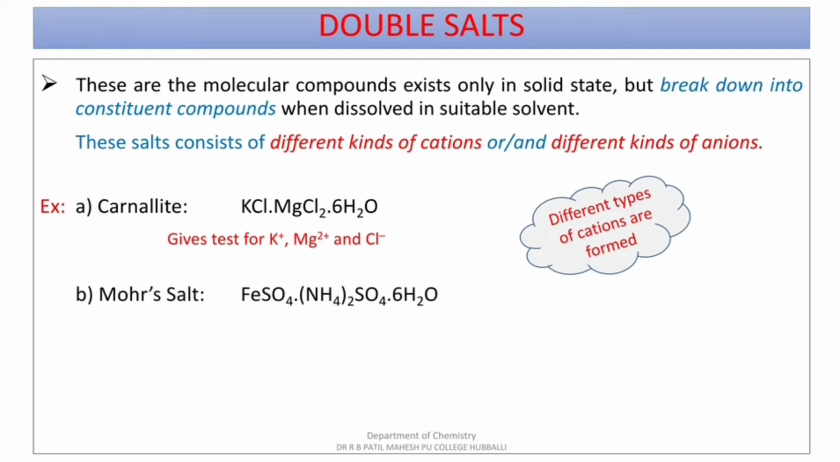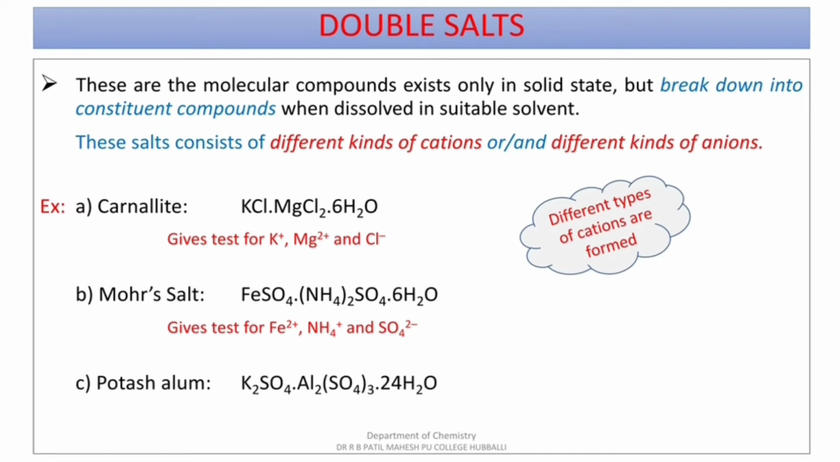Next example, Mohr's salt FeSO4.(NH4)2SO4.6H2O. Again dissolved in excess of water, it forms Fe2+ ions, NH4+ ions and SO4 2- ions. Third one, potassium alum K2SO4.Al2(SO4)3.24H2O. When dissolved in water, it forms K+ ions, Al3+ ions and SO4 2- ions. So in all the three cases, there is a formation of different types of cations. They are known as double salts.